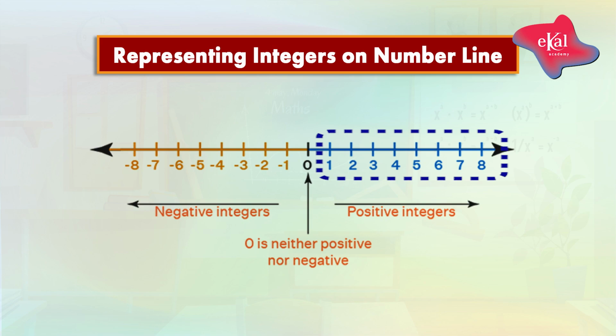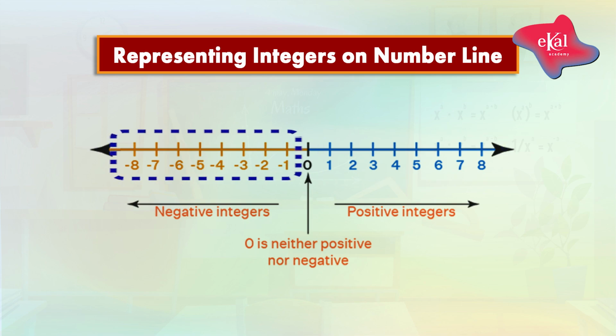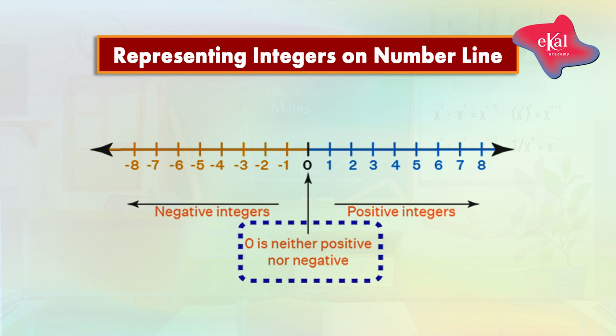On the right side of 0, you can see a set of positive integers 1, 2, 3, 4, 5, 6, 7 and 8. On the left side of 0, you can see another set of negative integers, which is -1, -2, -3 till -8. And the arrow on either side shows that this is an infinite series of numbers. The integer 0 is taken here as a reference on the number line marked at the center.